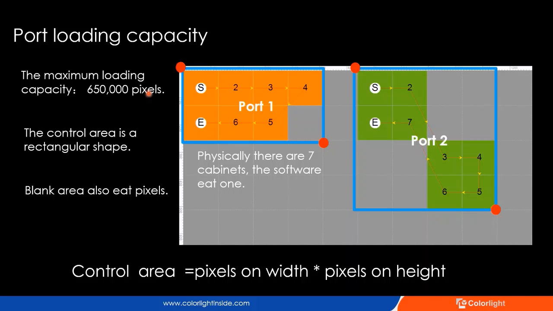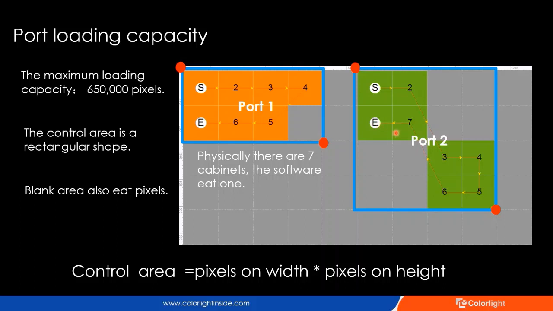What is the basis for calculating total pixels? In the control system, there are what are called control areas, like the blue rectangle. It is a rectangular area from the start point in the upper left to the pixel in the lower right. For example, there is no cabinet on the lower right here, but the blank areas will also eat pixels. So the total pixels of port 1 will be considered as a cabinet by the software.